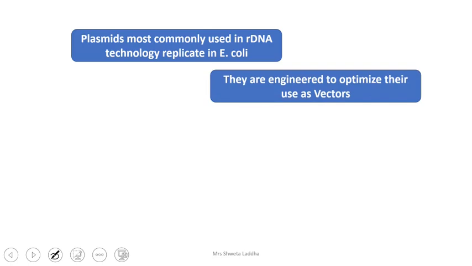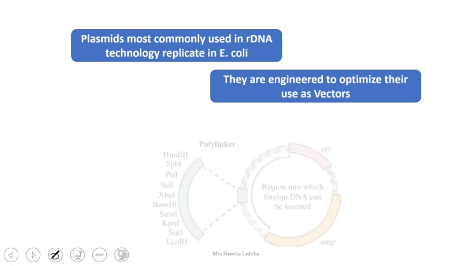So they are engineered. Now any plasmid, if we talk, doesn't have all the necessary requirements. Some may not have an antibiotic resistant region, or some may not have a proper promoter site. So we can engineer them, we can change the genetic sequence on the plasmid and optimize it so that we can use them as effective vectors.